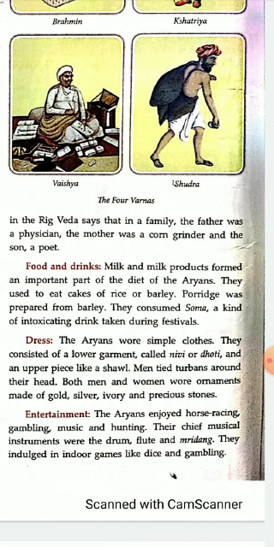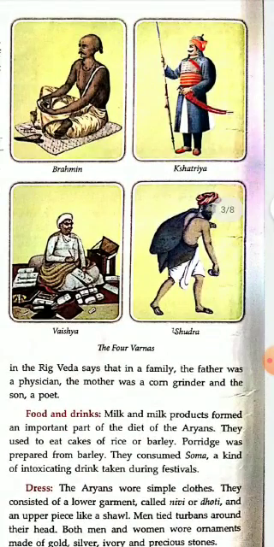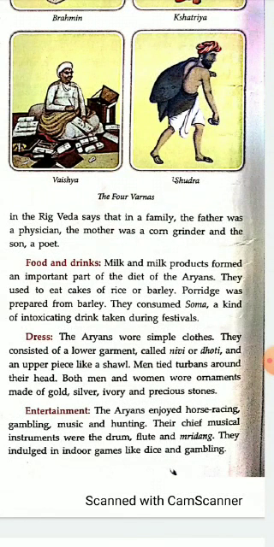Men tied turbans around their head. Both men and women wore ornaments made of gold, silver, ivory and precious stones. So men used to wear dhoti and a shawl around their neck, and they used to also tie turbans around their head. You can see here on top, all of them have a turban around their head. And both men and women used to wear ornaments which were made of gold, silver, ivory and precious stones.